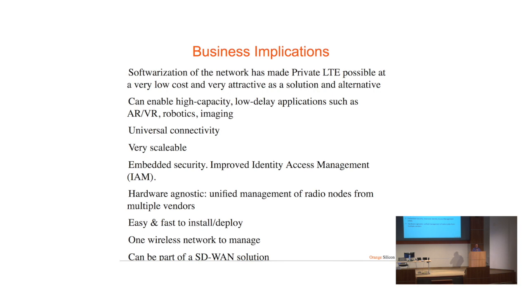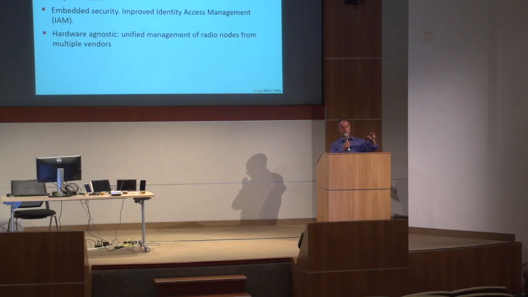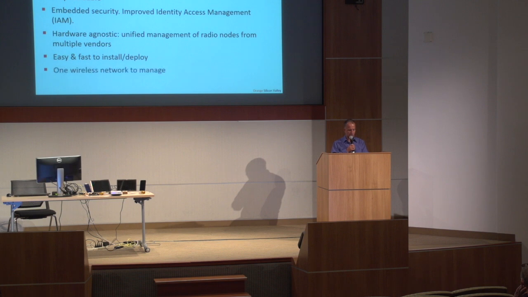It's hardware agnostic, as I said. It doesn't matter whether you're using a Cavium eNodeB. By the way, the Cavium eNodeB is not commercially available. We have another one from Accelerant, which is for commercial purposes. The interesting thing about private LTE is that it provides unified management of the radio nodes. So you can have different eNodeBs, different radio stations from different vendors, but it's one platform that you need to manage all these different radio stations. It's very easy and fast to install and deploy. And again, it's one wireless network that you need to manage. I think that's the value proposition for private LTE.